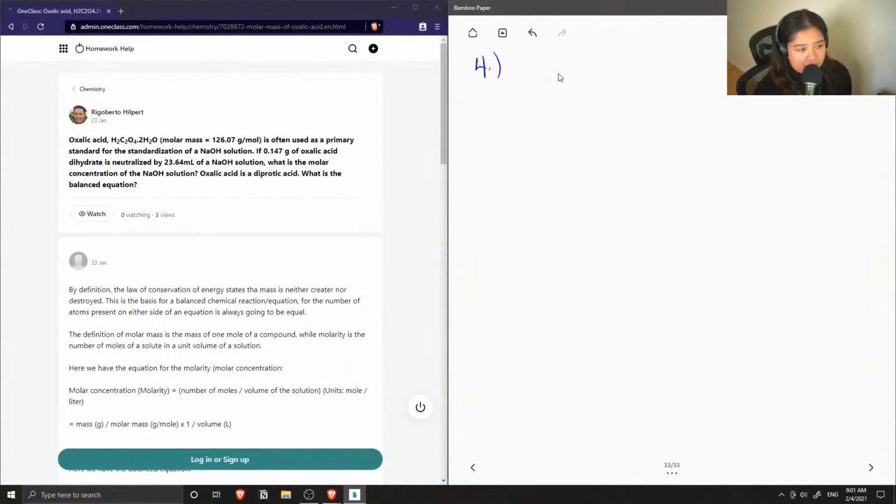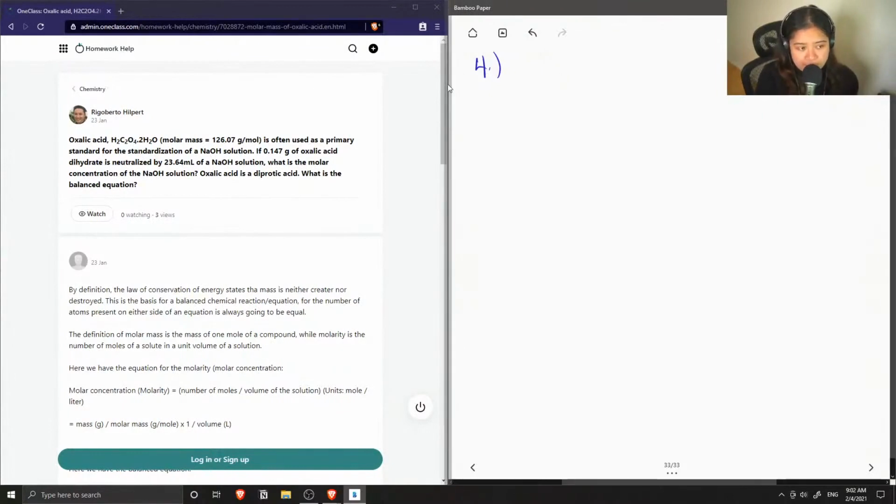If 0.147 grams of oxalic acid dihydrate is neutralized by 23.64 milliliters of sodium hydroxide solution, what is the molar concentration of the sodium hydroxide solution? Oxalic acid is a diprotic acid, and what is the balanced equation?